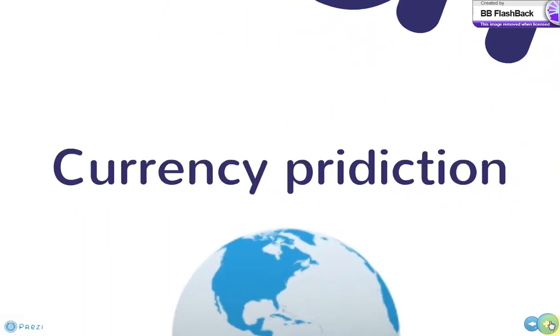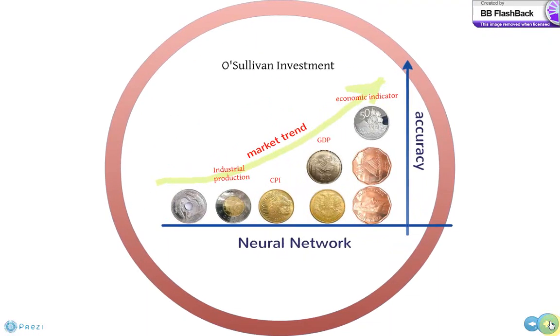Currency prediction. Another example of applying a neural network to successful prediction is in the currency market. O'Sullivan Investment created an AI in finance. They train their neural network by asking the right questions, such as whether the market is likely to take off, what the GDP of that country is, or how economic indicators influence the currency. So the more variables they incorporate into a network, the better accuracy they will derive from it.